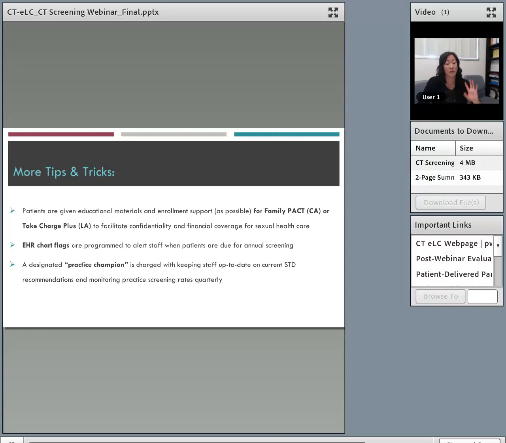EHR chart flags alert staff when patients are coming in and due for screening. Those are actually effective, although staff do find them annoying. They do work. And then a designated chlamydia champion. You'd be very proud to wear that badge. Keeping staff up to date, being your STD person, your knowledgeable person who keeps people up to date on recommendations and monitors these things and keeps tabs on them. And some of the chlamydia champions will be talking in a few minutes, which I'm excited about.